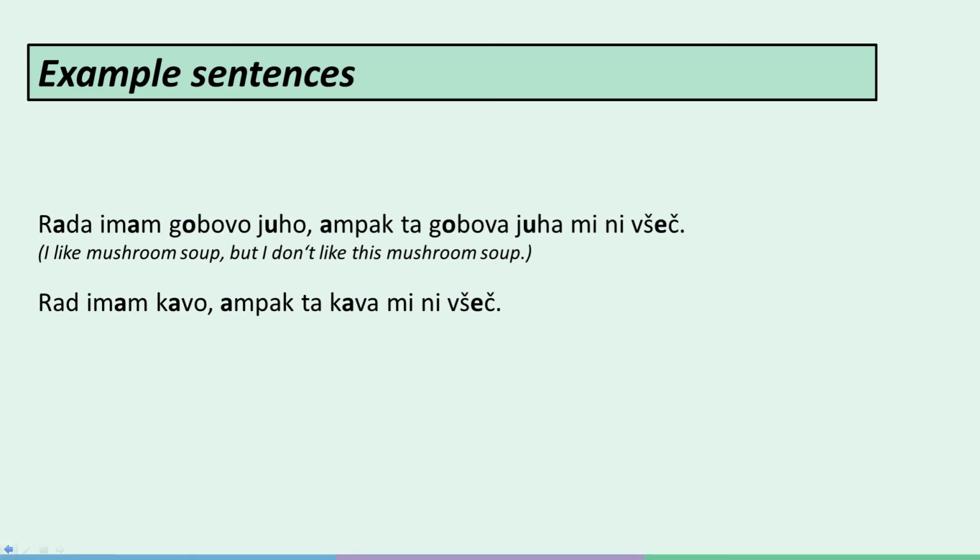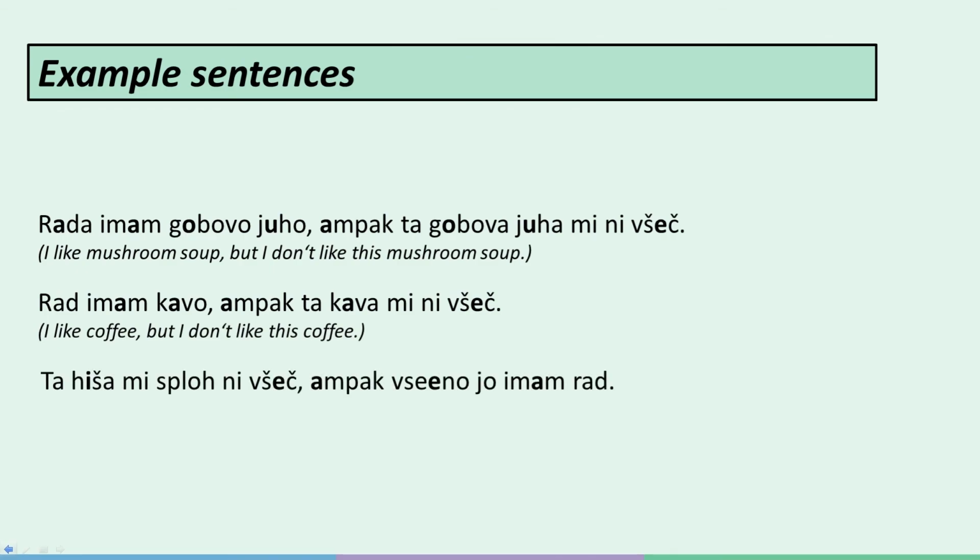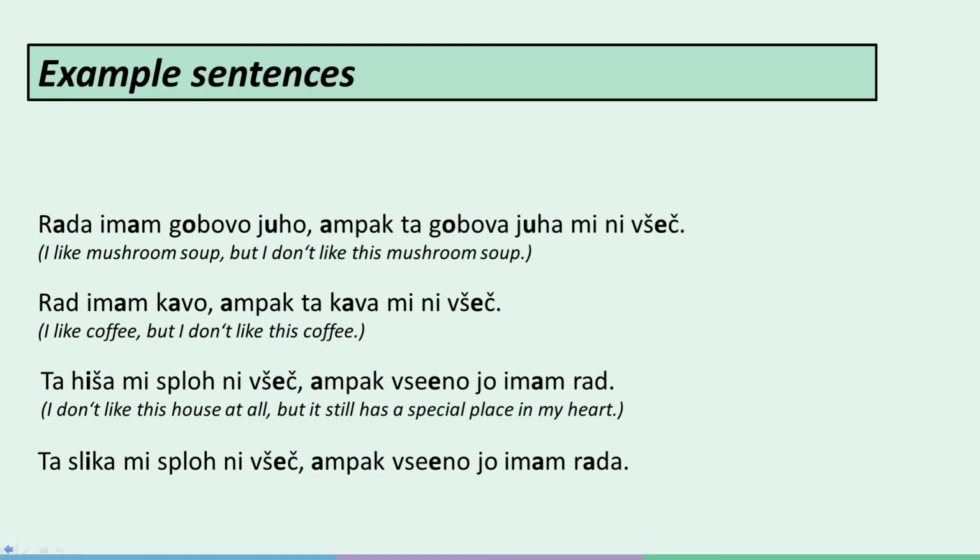Rad imam kavo, ampak ta kava mi ni všeč. I like coffee, but I don't like this coffee. Ta hiša mi sploh ni všeč, ampak vseeno jo imam rad. I don't like this house at all, but it still has a special place in my heart. Ta slika mi sploh ni všeč, ampak vseeno jo imam rada. I don't like this picture at all, but it still has a special place in my heart.